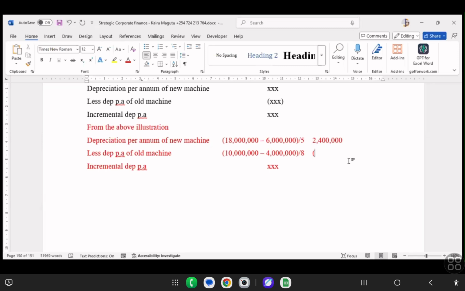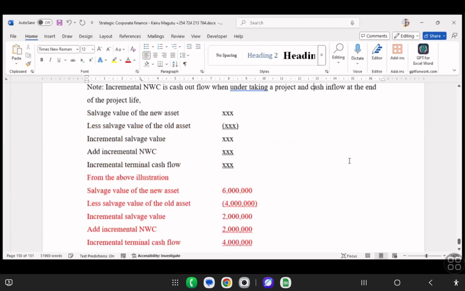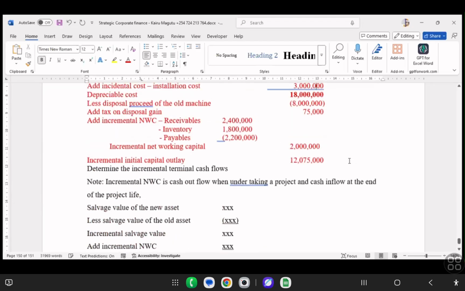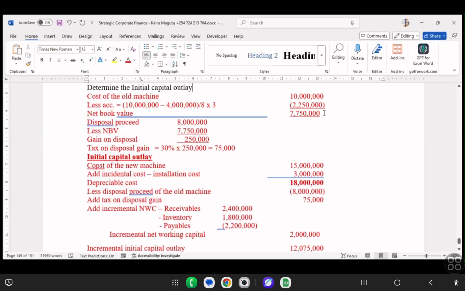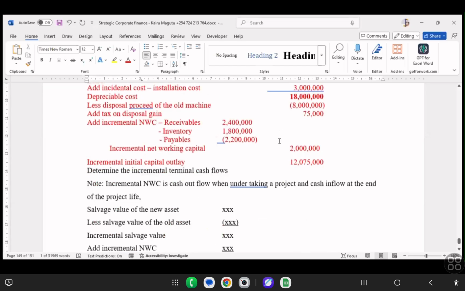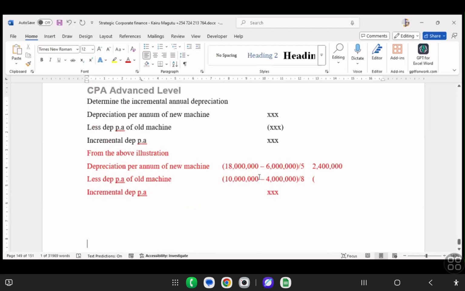Okay, let me put it clearly. This old machine has a net book value, which we determined here. This net book value is 7750. So 7750 minus the salvage of 4 million, but now it has a life of 5 years. How much will be the depreciation? 7750 minus 4 million divided by 5 years. How much is that?